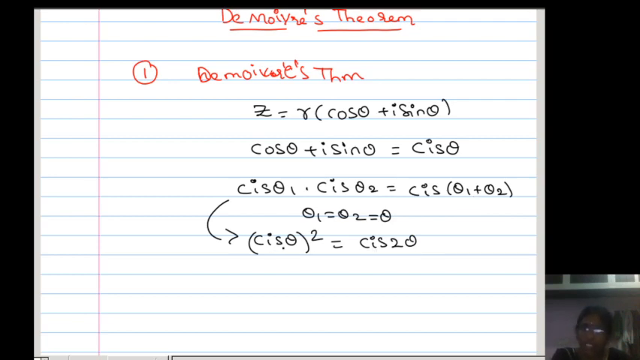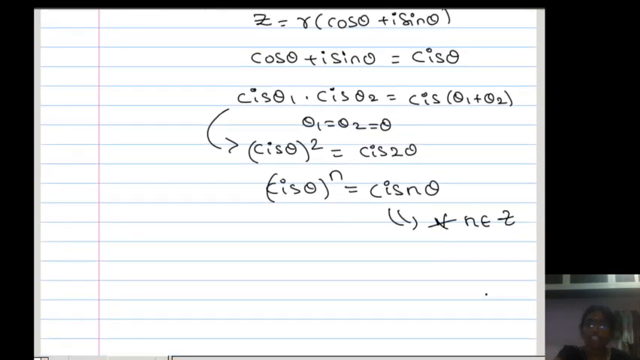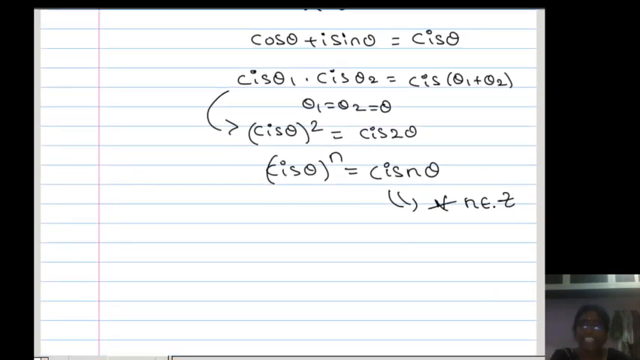Now what is the meaning of cis theta whole power n is equal to cis n theta? This is called De Moivre's theorem, meaning I am extending this for n. Here n is an integer. I want to prove cis theta whole power n equals cis n theta for all n belonging to Z, meaning n is either a positive number, negative number or 0, that is, an integer.